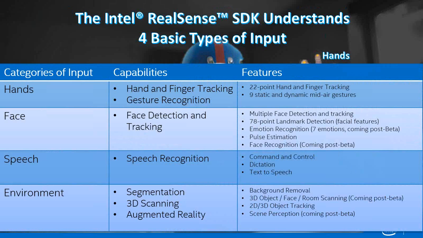So, just to give you a quick list of the SDK, it's not a complete list, but it definitely provides you the main areas. When we talk about environment, we talk about background segmentation, about 3D and 2D object recognition, understanding what objects are around the user. Scene perception is something that we are looking forward to bringing in the future, and augmented reality capabilities. I'm going to give you later on a short concept of what it all means.